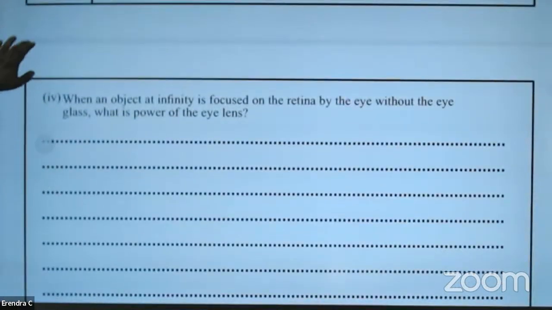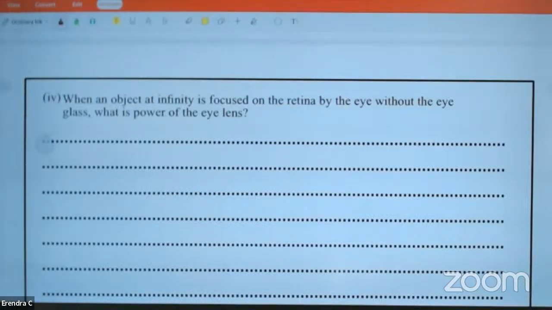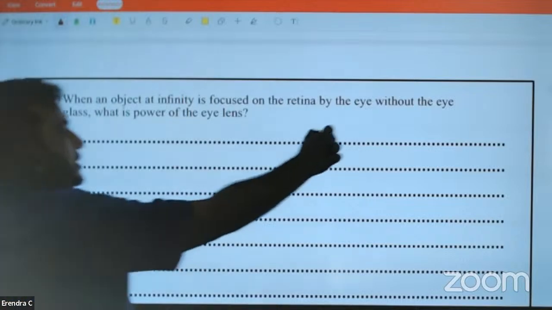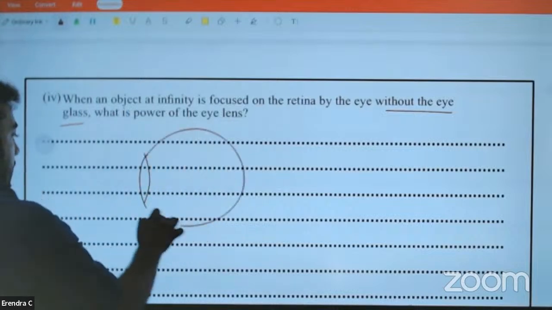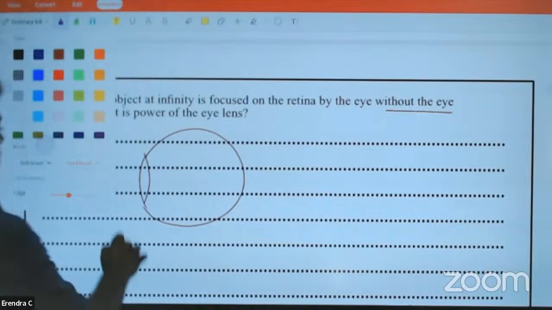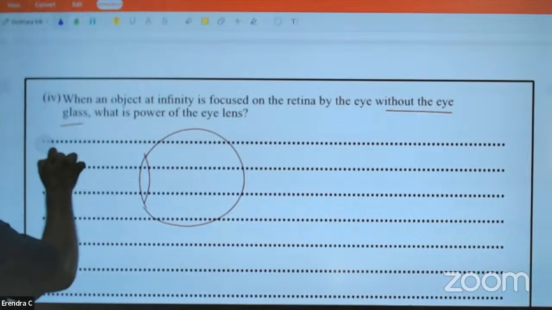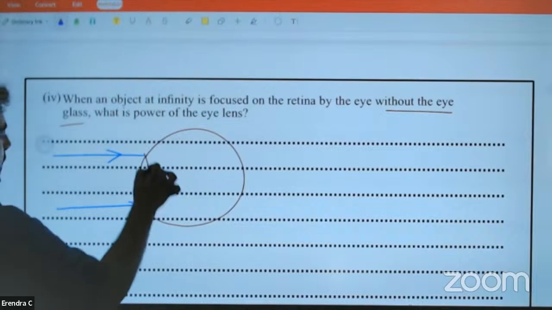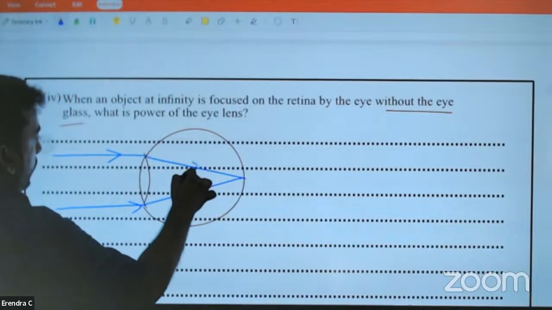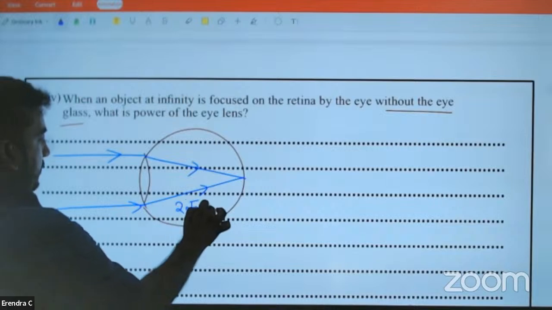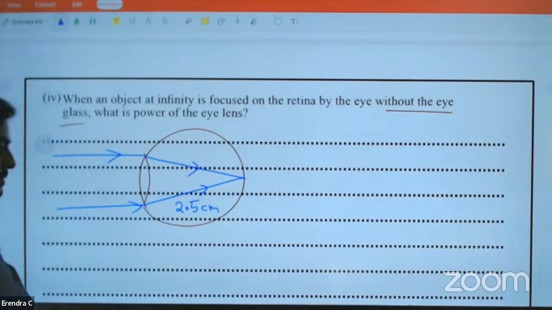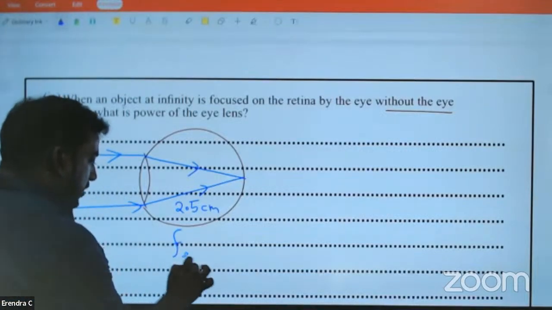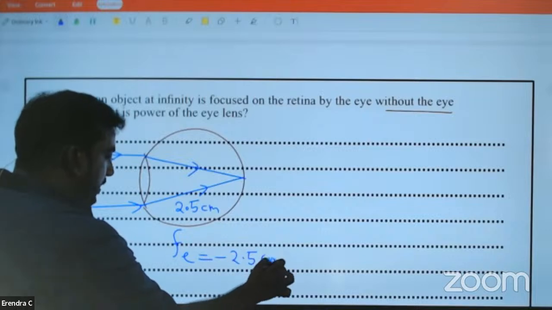When the object is at infinity, it is focused on the retina by the eye without the eyeglass, without the spectacles, he can see it. What's the power? So light rays come from infinity. Light rays coming from infinity will converge on the retina 2.5. So what's the focal length? Converging convex lens means focal length is same. So focal length of the eye is minus 2.5 centimeters.